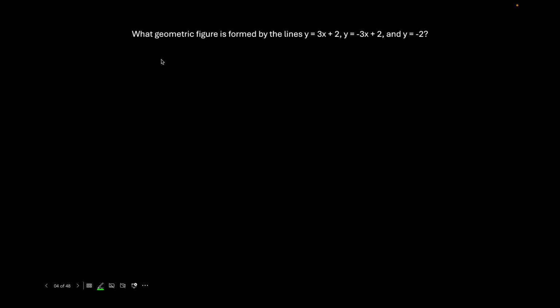So here it's given that there are three linear equations and we need to find the geometric figure of these lines. So first we need to figure out whether they intersect or not. If they intersect, then we can assume this as a triangle, because if these three lines intersect, that will be a triangle. So first let's take these two equations.